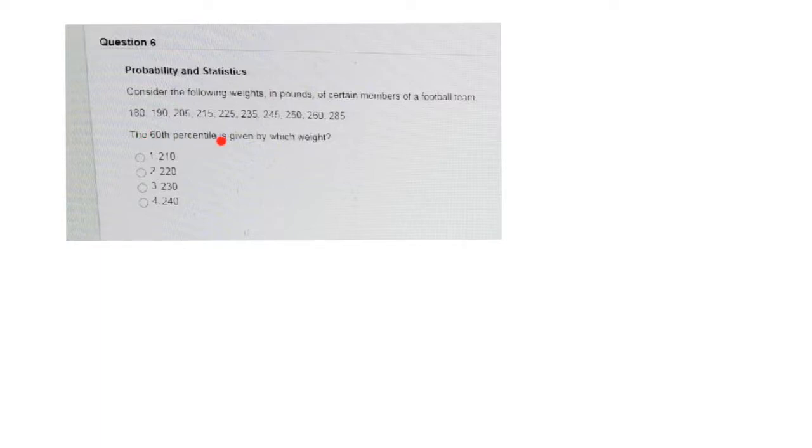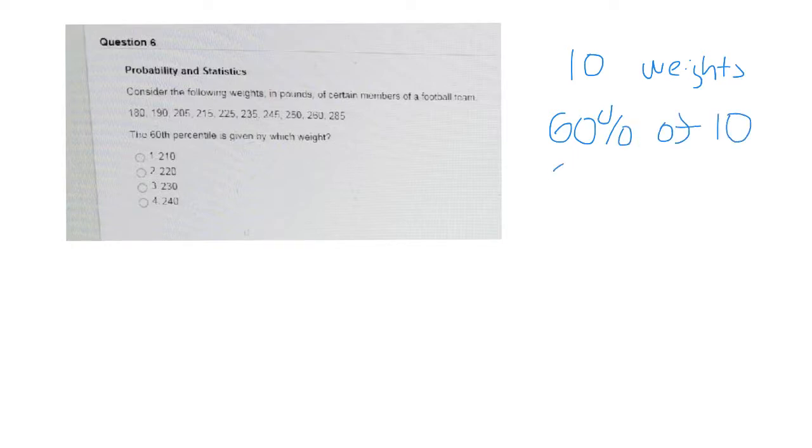Moving on, how do you find the 60th percentile? Well, you have to count how many weights you're dealing with. That's the first step. And then you're going to have to find 60% of whatever that number is. Now, there are 10 weights, and we need to find 60% of 10. And that would be 0.6. I think a lot of y'all could do this in your head. A lot of y'all know it's 6, but just for the sake of thoroughness, we're going to actually do the calculation. That's going to be 0.6 times, because the word of typically means times, and then 10. That would end up giving you 6.